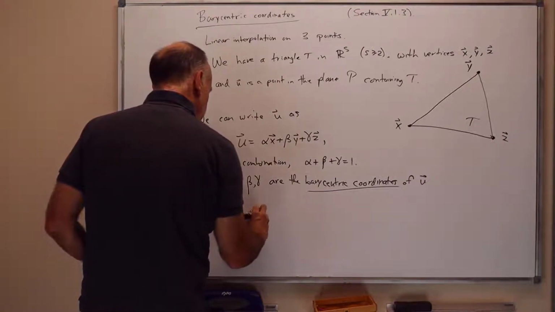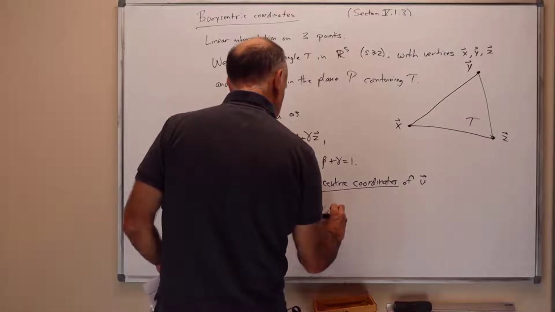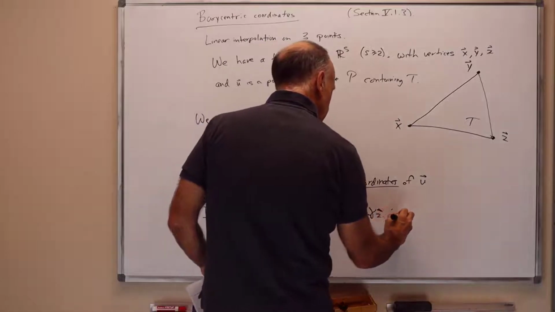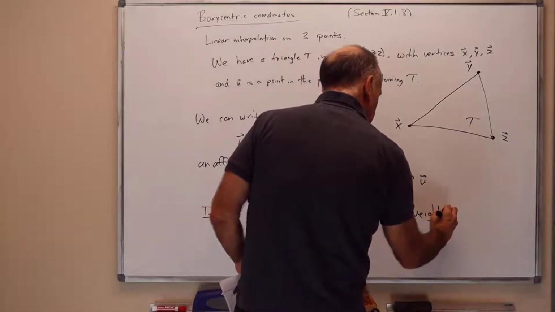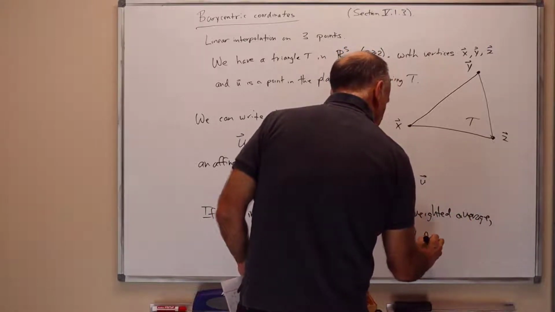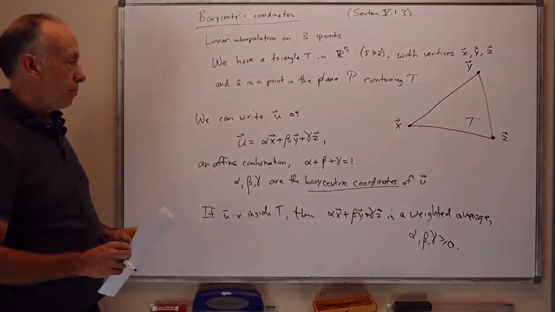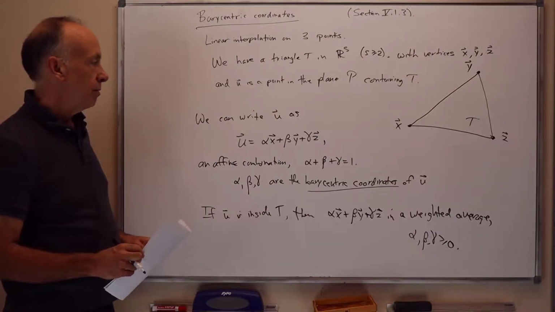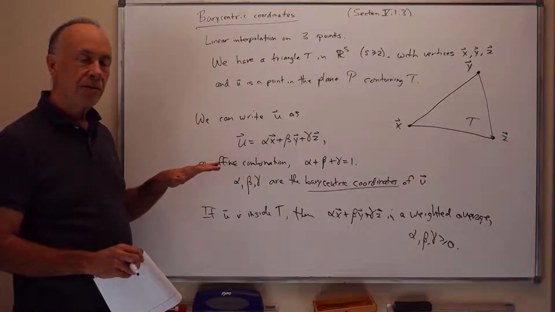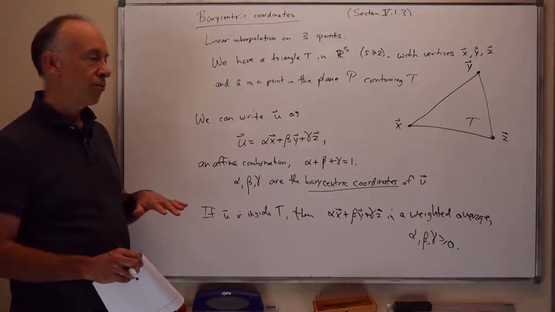So let me just mention here, if U is inside T, including on the boundary, then alpha x plus beta y plus gamma z is a weighted average. And recall that weighted average means that alpha, beta, and gamma are all greater than or equal to 0. So we're going to talk on the next board about the existence of barycentric coordinates for a point U, and then in later videos we'll explain how to determine the barycentric coordinates for a point U.